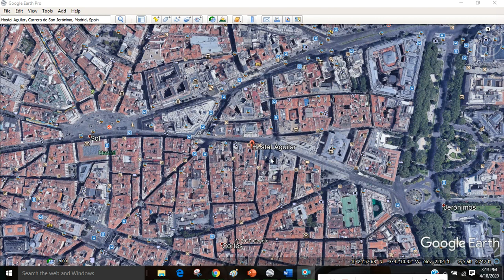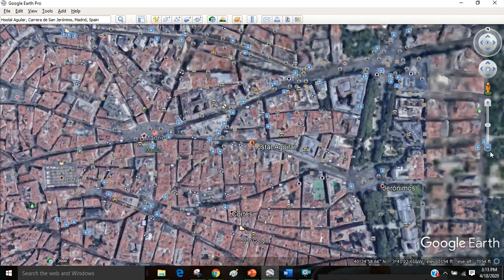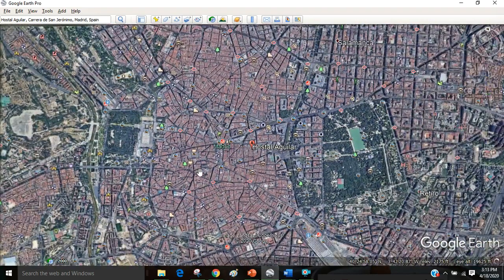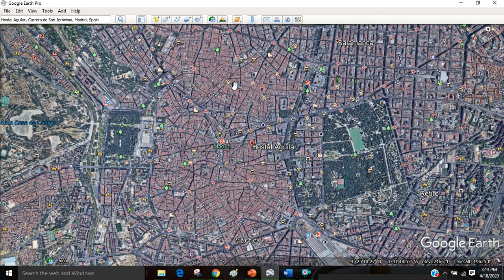Ok, so be the center of Madrid, the center of Spain. And as you can see, it really is right in the middle of the center. Pretty much everything a tourist is going to be interested in is right in this area here, easily walkable.